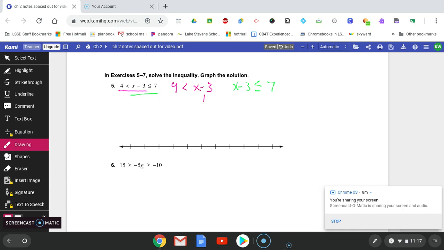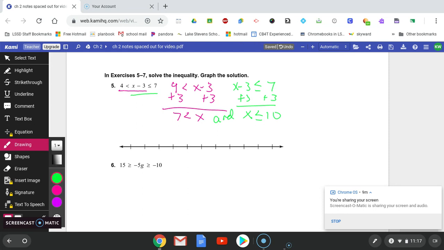For this one, I'm going to start by adding a 3 to both sides. I have 7 is less than x. And then on my second equation that I've written, I'm going to add the 3 to both sides, and I get x is less than or equal to 10. Because it was smushed together in the original one, we know it is going to be an and statement. So our graph needs to show where it overlaps for both of them. So 7 is less than x is the same thing as x is greater than 7.